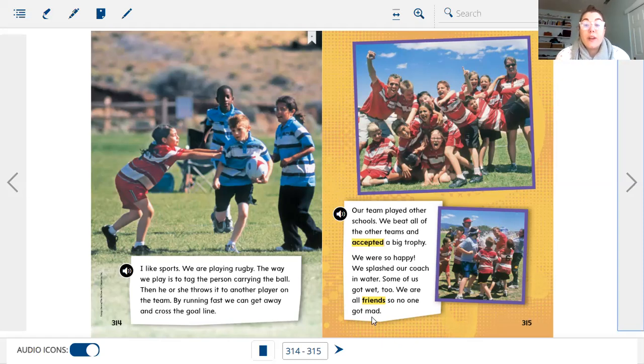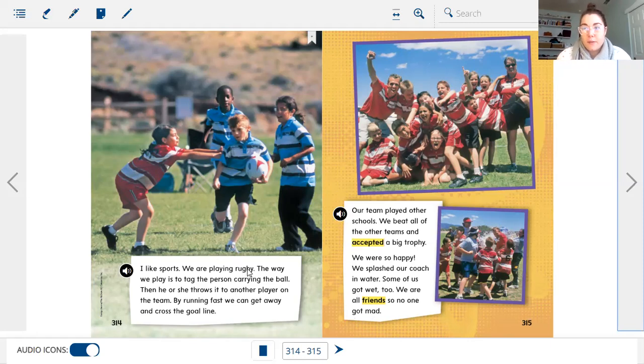Okay, so now what are they talking about? If you're just reading along and thinking, oh, I'll just mimic what Ms. White is saying, well, look at the pictures. What are they talking about? It seems like they're talking about sports, right? Here, I see the kids wearing a certain striped colored shirt, and they're holding a ball. What are they playing? Rugby.